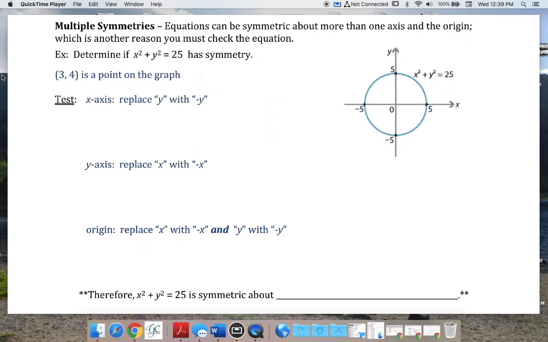So they've given us a point off of this graph, (3, 4). So we're going to use that example point from our graph here to check for our 3 different kinds of symmetry.